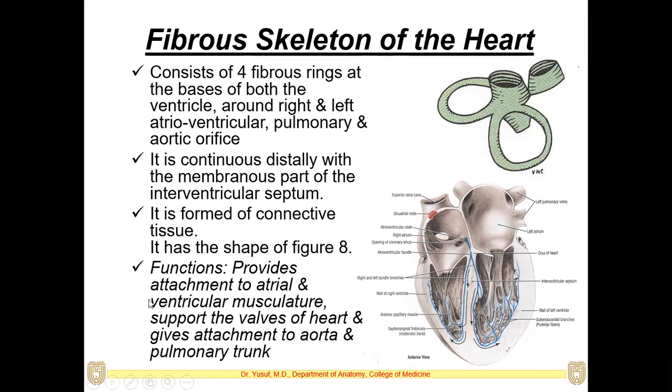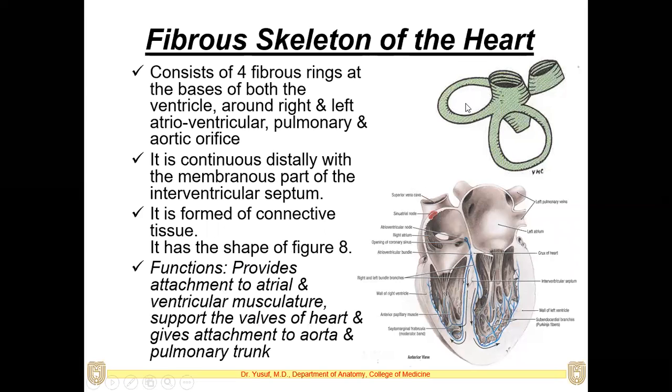What is the function? It provides attachment to the atrial and the ventricular musculature. Just like our bony skeleton gives attachment to the muscles of the body, similarly, the heart muscles are attached to this. The atrial muscles are attached to this fibroskeleton from above, and the ventricular muscles are attached from below. And it supports the valves of the heart. As I said, these openings are guarded by valves. If there is no fibroskeleton, then this opening itself will collapse and the valves cannot function properly.